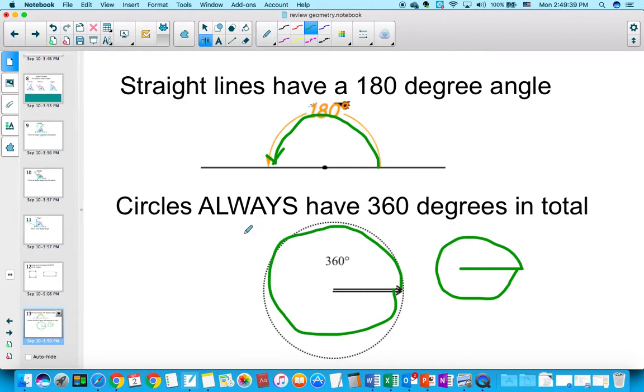So basically, a straight line has an angle of 180 degrees, and a full circle has an angle of 360 degrees. Always. You will not have a circle with 250 degrees. It's always 360.